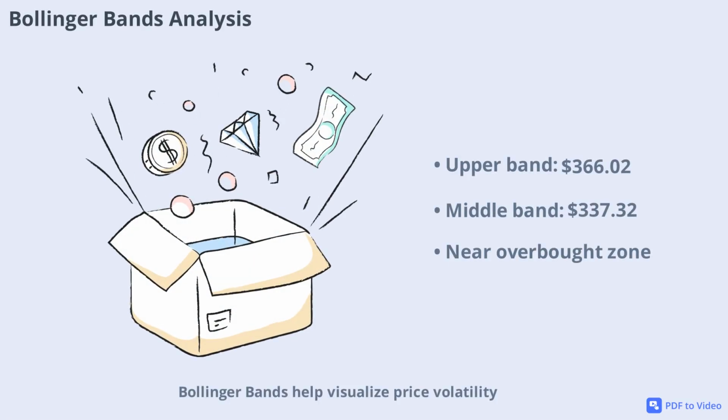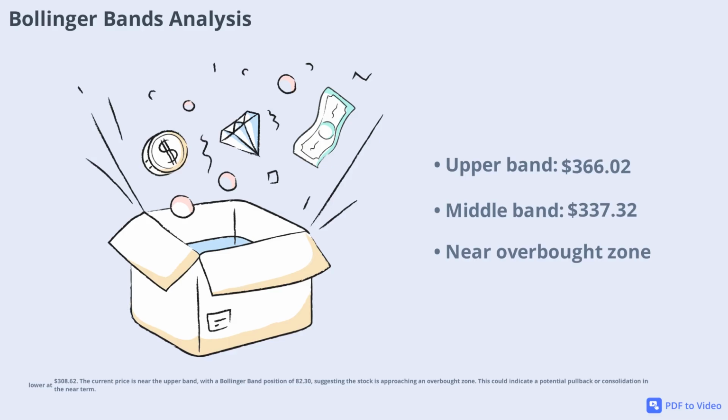Bollinger Bands help visualize price volatility and potential overbought or oversold conditions. For ADBE, the upper band is at $366.02, the middle at $337.32, and the lower at $308.62. The current price is near the upper band, with a Bollinger Band position of 82.3, suggesting the stock is approaching an overbought zone. This could indicate a potential pullback or consolidation in the near term.